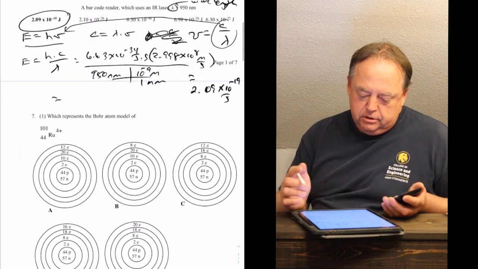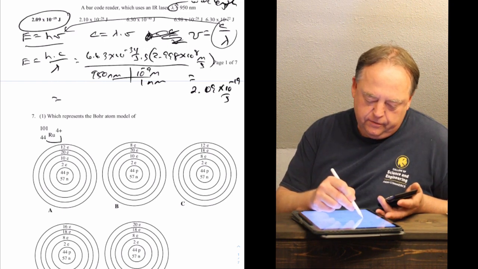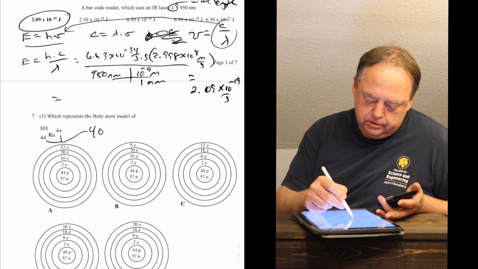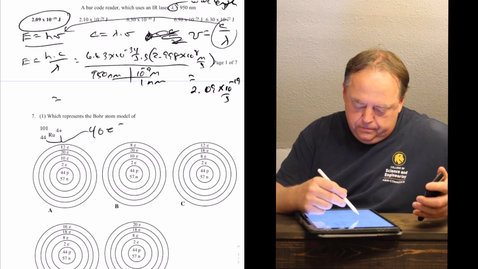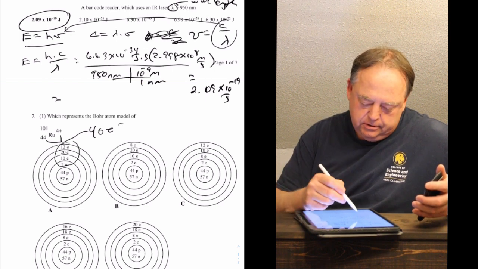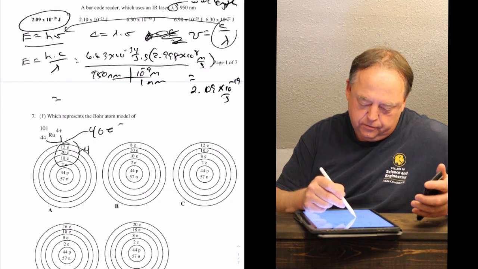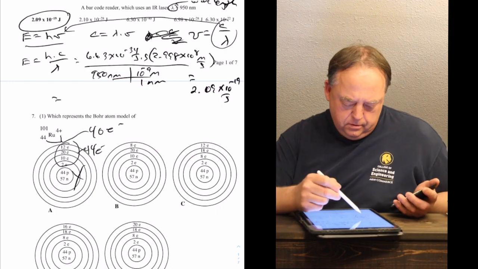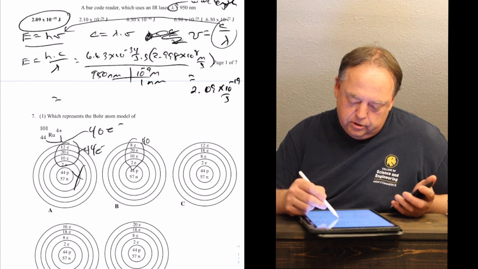Okay, which is the Bohr model of ruthenium 4+? 44 protons, 4 plus charge, so it's got 40 electrons. You need to make sure if you add these up, there's 40 electrons. So that would be 12, 22, 32. This is 44 electrons, so that can't be right. And if we add these up, that's 20, 30, 40 electrons.